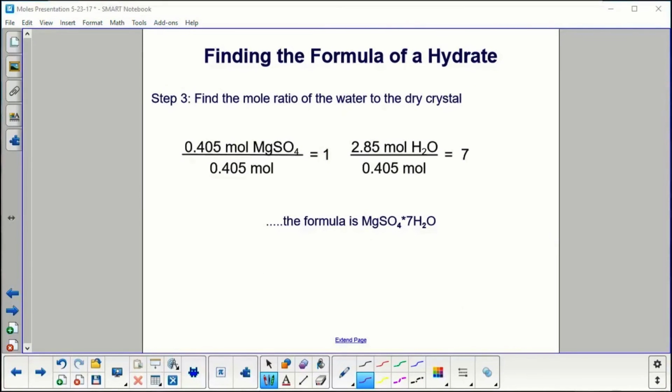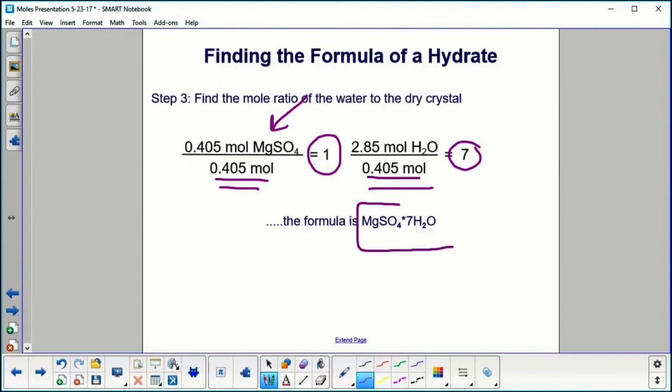We now find the mole ratio of the water to the dry crystal. Who had fewer moles? Well, that would be the magnesium sulfate right here. So we're going to divide both numbers by 0.405, and we get magnesium sulfate as 1. Divide the same number by itself, you get 1. Water, we get 7. So our formula will be magnesium sulfate asterisk 7 water molecules, just like that.